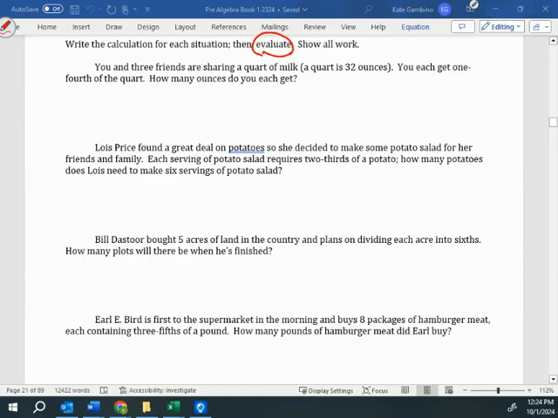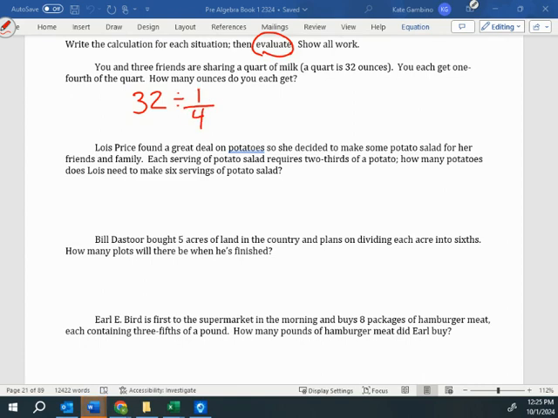So let's look at our first one. You and 3 friends are sharing a quart of milk. A quart is 32 ounces. You each get 1/4 of the quart. How many ounces do you each get? What do you think the calculation is that we're going to be doing here? What do you think, Claire? 32 divided by 1/4.